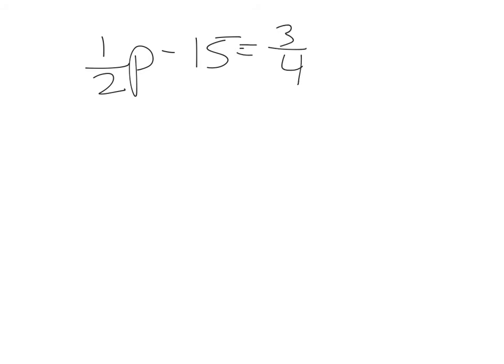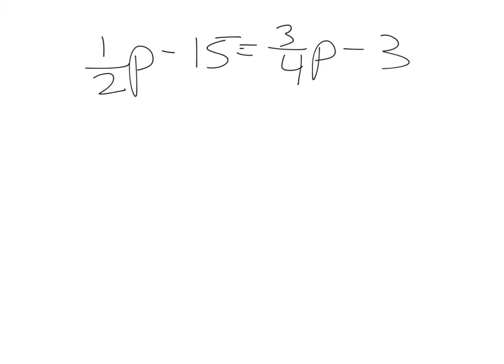I would like you to try this one on your own. So let me write the question down, and then I want you to pause the video and try this, and we'll see if you get it right. So here's the question. 1/2 p minus 15 equals 3/4 p minus 3. Pause the video and try this on your own.